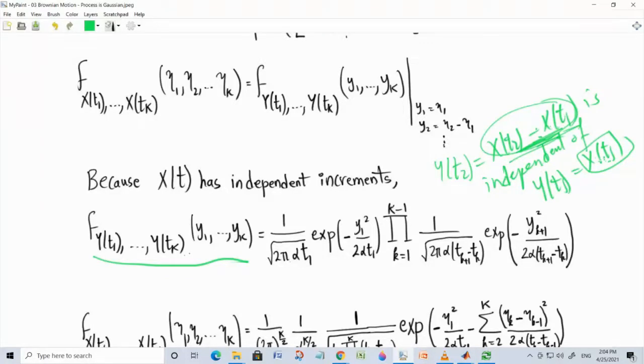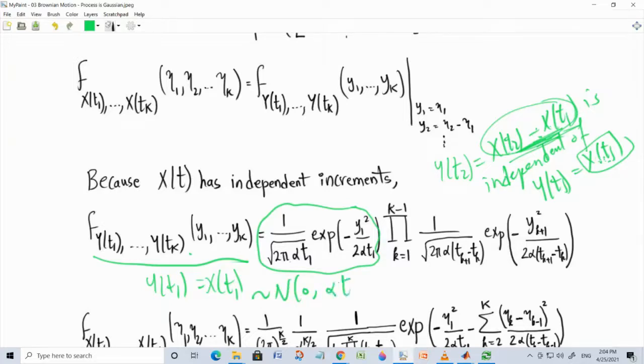So to write down the joint distribution, the first thing, write down the distribution of y1. Okay, y of t1. So y of t1 is the same as x of t1, and we know the distribution. This guy is zero mean Gaussian, and it has a variance that is equal to alpha t1. So open whatever reference and write down the real valued Gaussian PDF for y1.